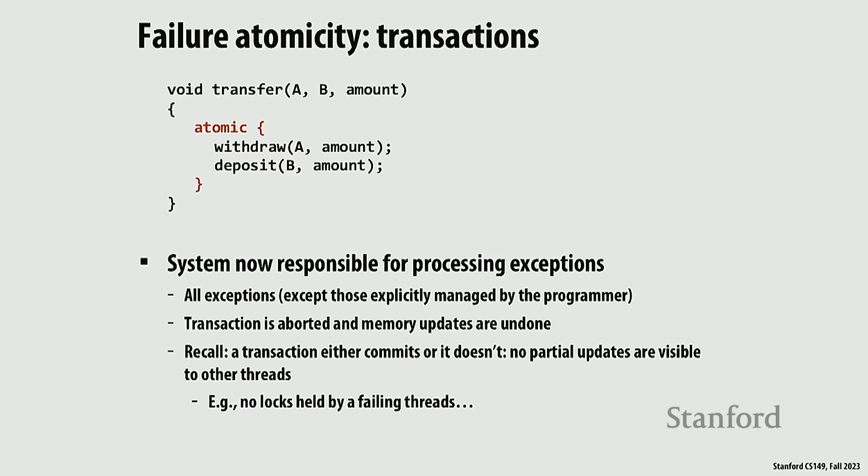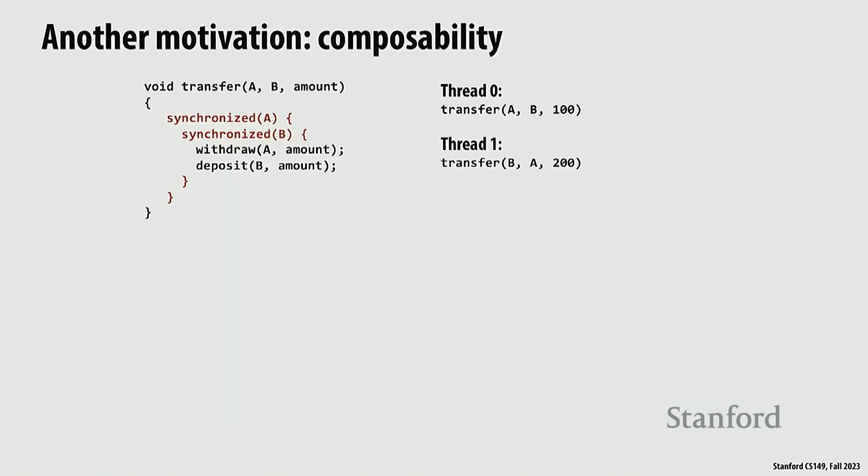So, failure atomicity with transactions, right? If you're trying to do a transfer and it fails, the transactional memory system will guarantee that any memory updates are undone, and you don't have any locks that you have acquired that are lying around potentially causing deadlock.